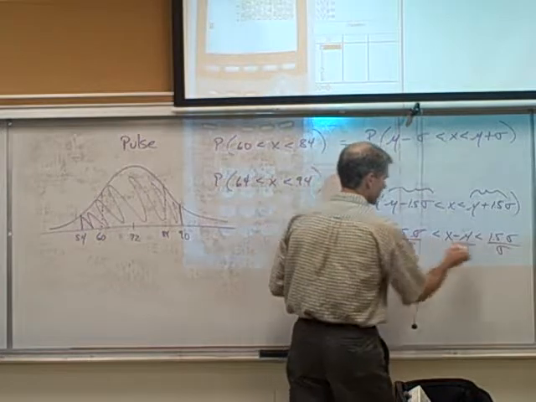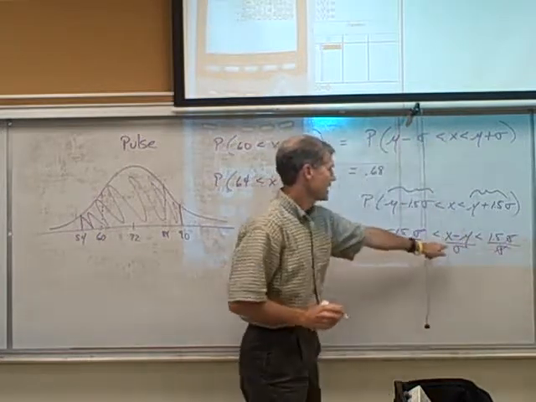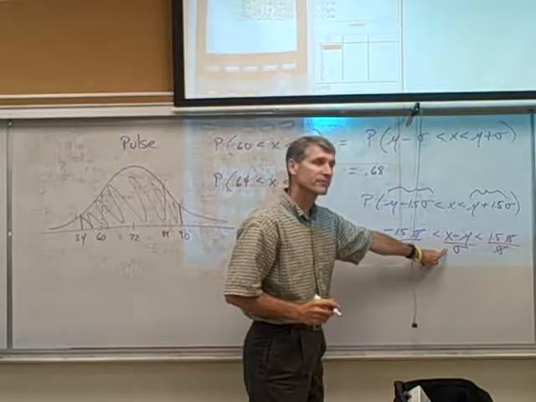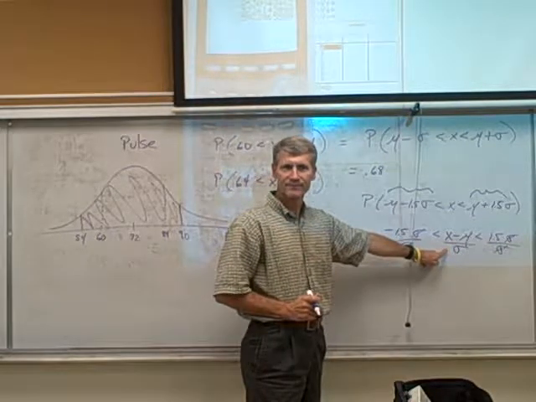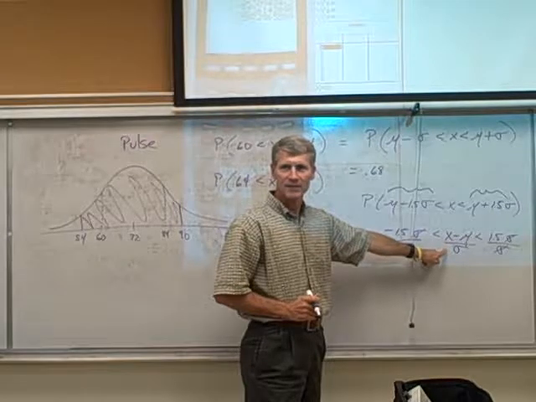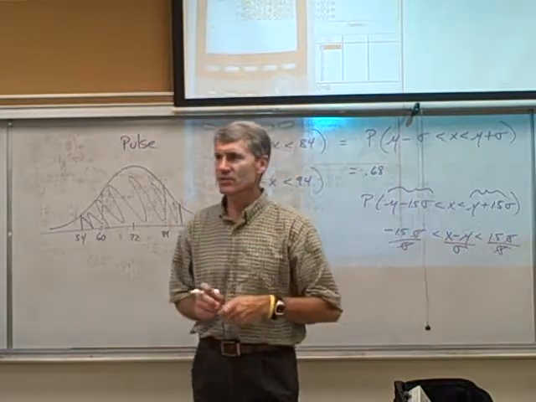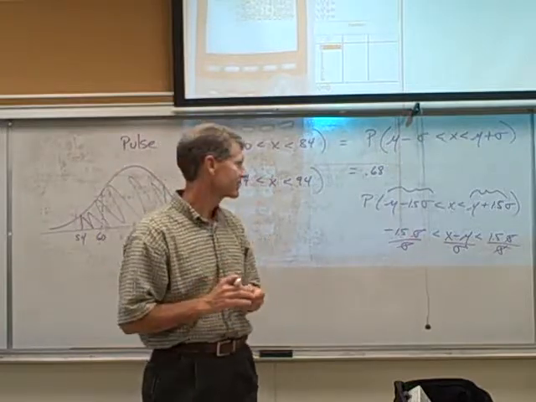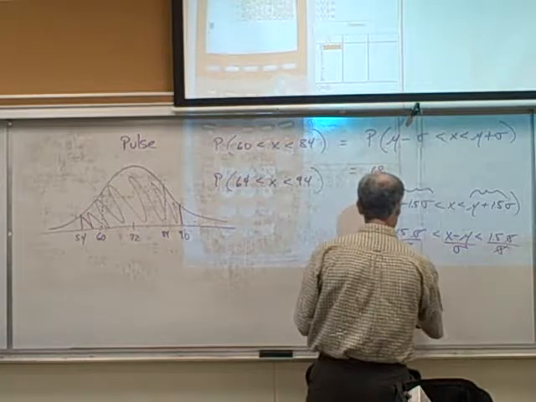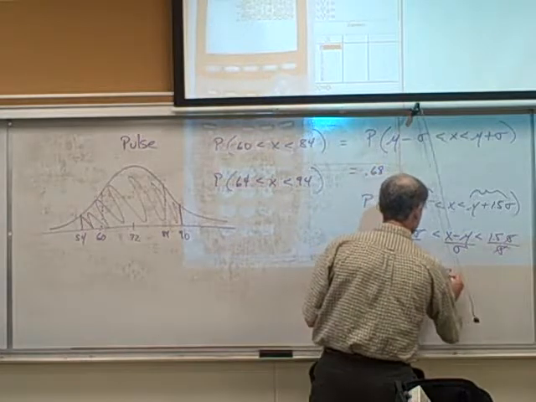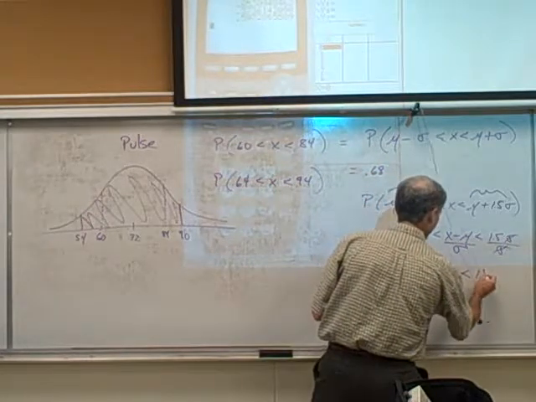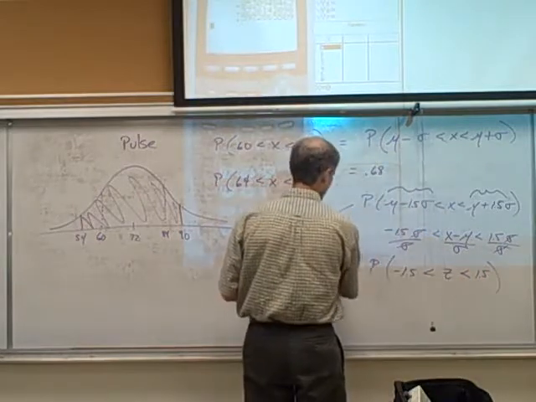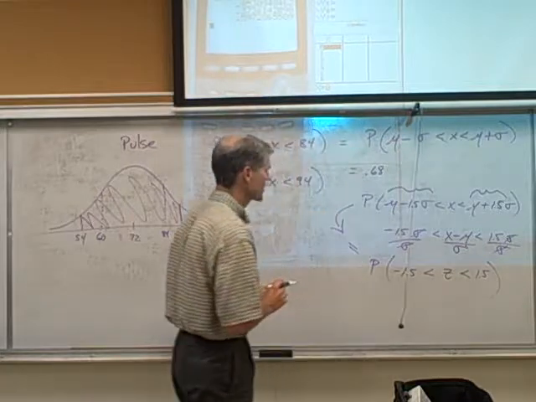And the sigmas cancel here, and I'm left with that guy in the middle. Does that guy look familiar? If you subtract the mean and divide by the standard deviation, you just computed a z-score. Excellent. So I can write this as negative 1.5 less than z less than 1.5. So this probability equals that probability.